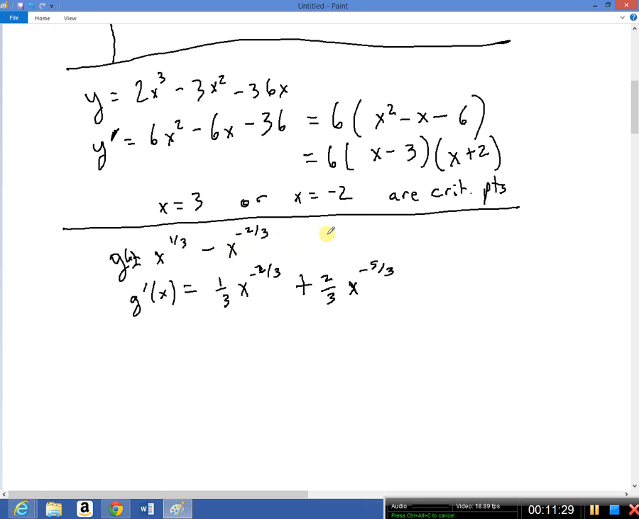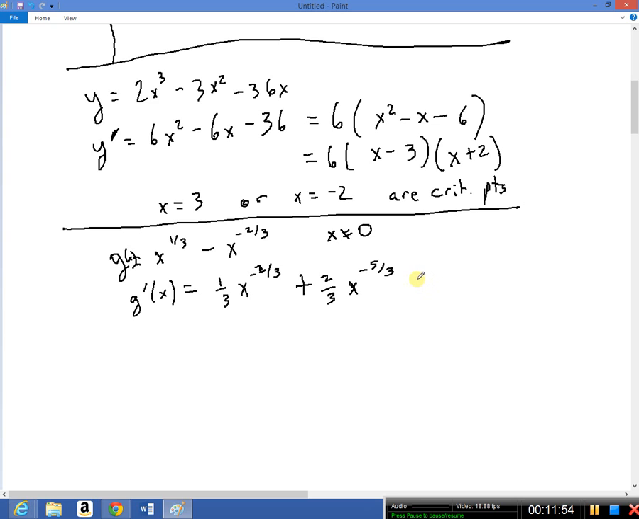So the domain, these are cube roots, so that's not a problem with negative numbers, but the domain would mean all numbers other than 0. Here the derivative only blows up at 0. We can't put 0 here because of the negative exponent, because this means 1 over whatever. Okay, so the critical numbers of the second type, there aren't any of those.